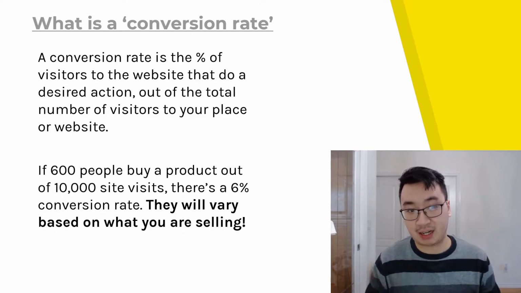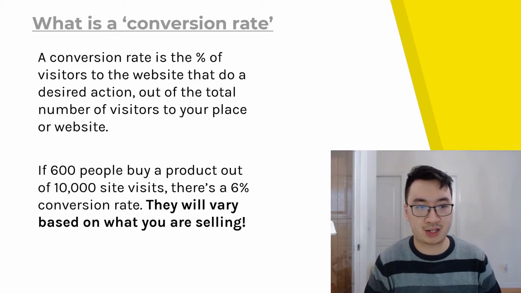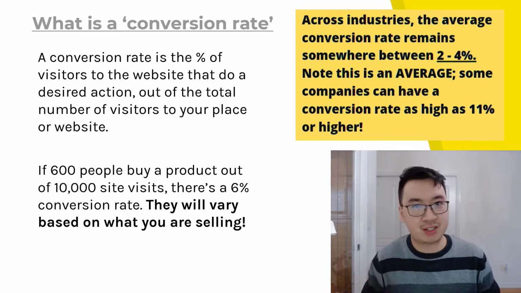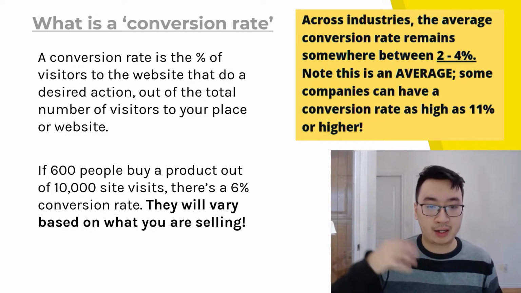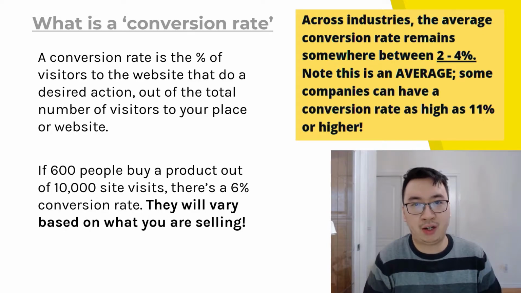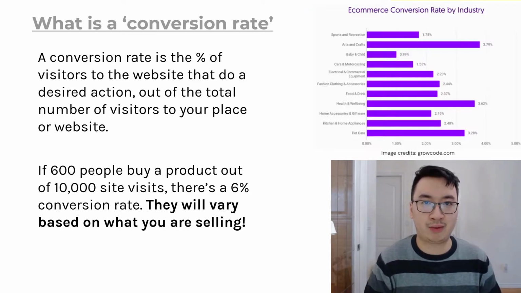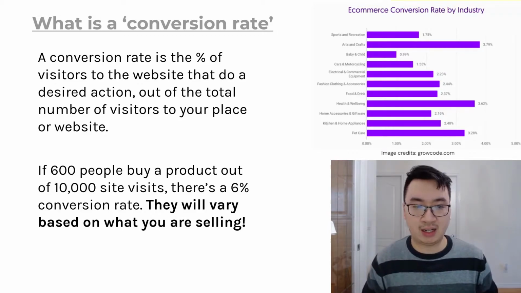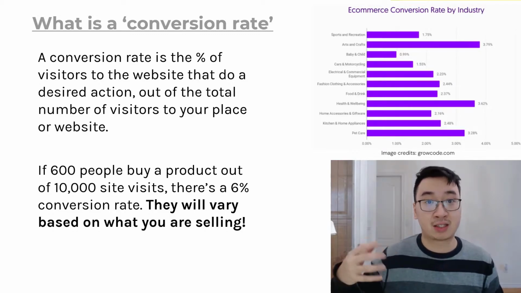So let's say you have 10,000 visitors to a website. You create a website, you want to sell some products, and 600 people buy a product. That's a 6% conversion rate. That's actually standard, but for some industries, it could be higher or it could be lower. It depends on what you're selling and the specific industry that you're in. If you're selling diamond rings and luxury items on a website, you'll probably have a little bit of a lower conversion rate because the price is a little bit high.